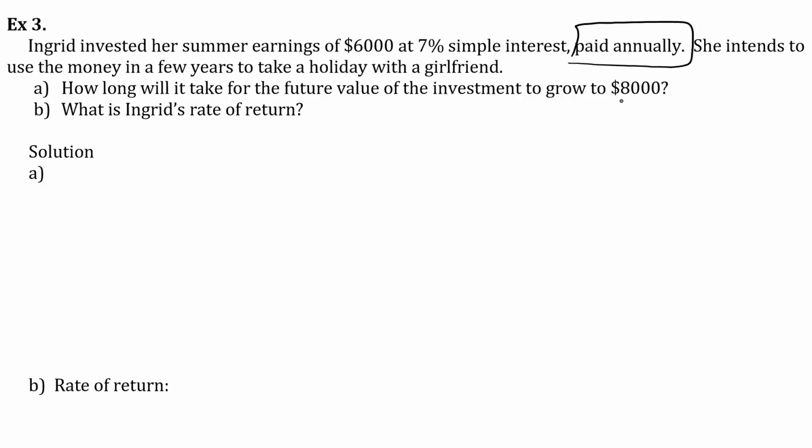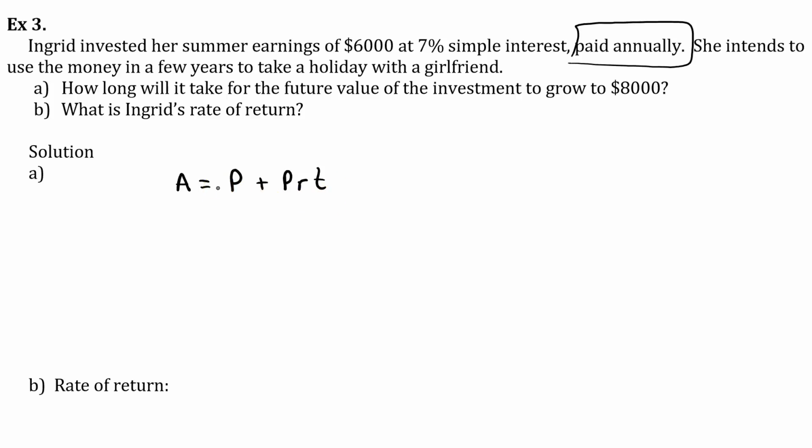So let's use our simple interest formula when it comes to future value. If we are looking at the future value, we are saying A equals P plus PRT. We're looking at more than just what the interest is going to be. We are looking for what the whole investment is going to look like.